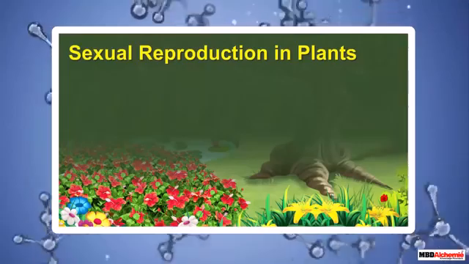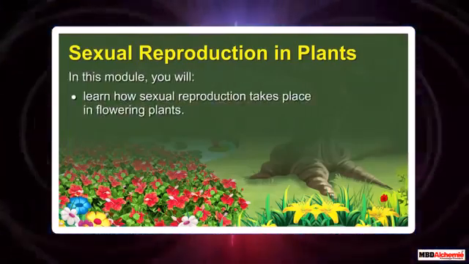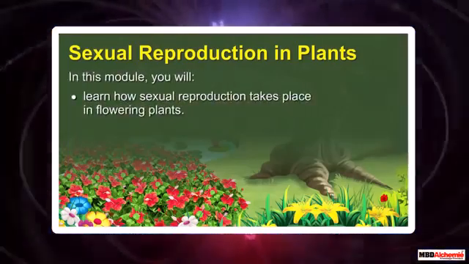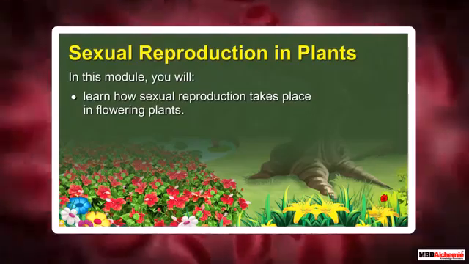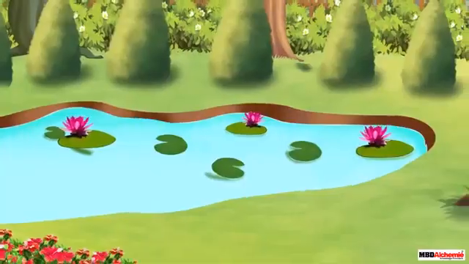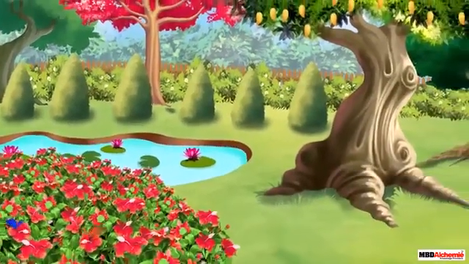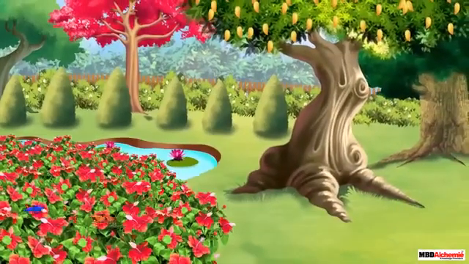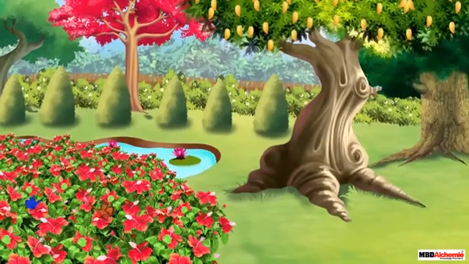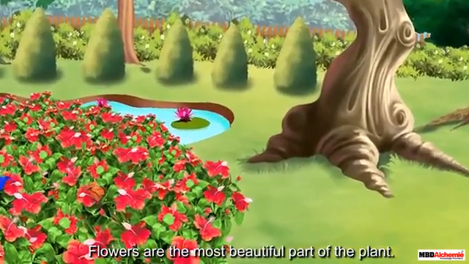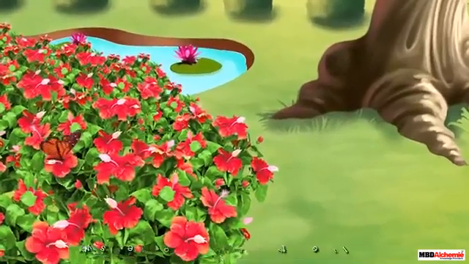Sexual reproduction in plants. In this module, you will learn how sexual reproduction takes place in flowering plants. It is spring season. Flowers are blooming on the trees. It is indeed a beautiful sight. Flowers attract all of us. They are the most beautiful part of the plant, isn't it?